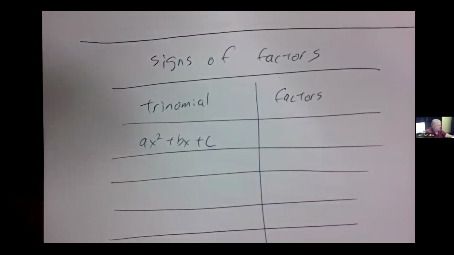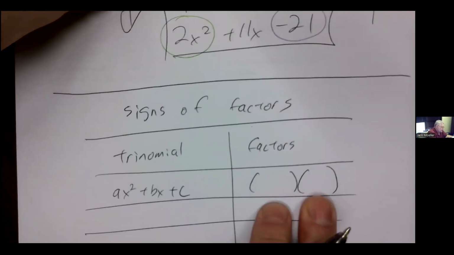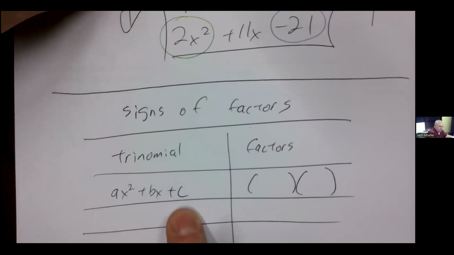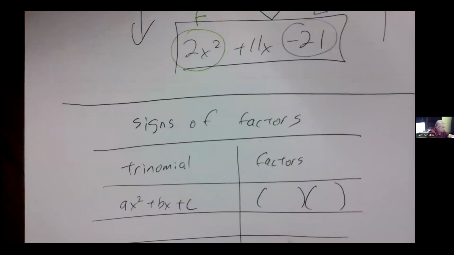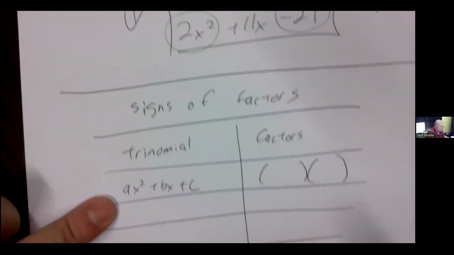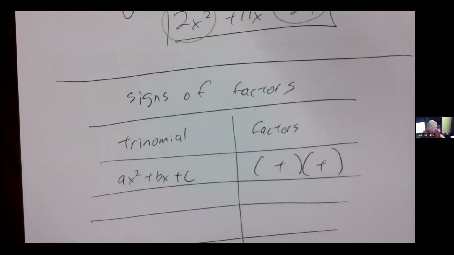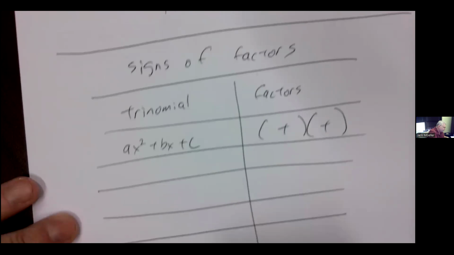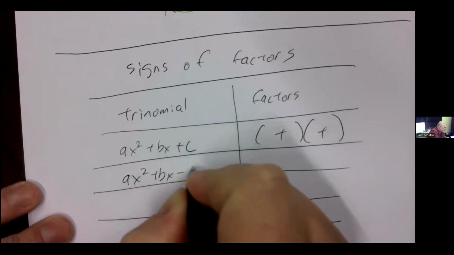Okay, so everything's positive. So when you're looking at your factors, what do those signs have to be to get everything positive over here? And when I say signs, again, I'm talking about that minus and that plus. Well, if everything's positive over here, those factors both have to have positive signs. That's straightforward enough. What if we have ax squared plus bx minus c?